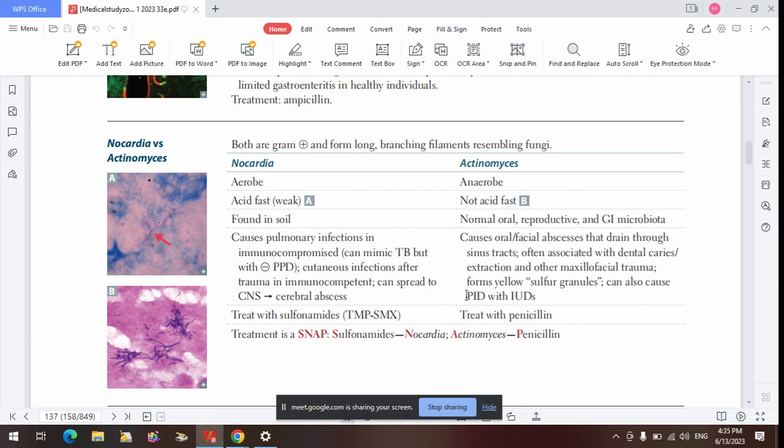The major organisms that cause PID, do we know the organisms that are typically implicated in PID? We've done it in repro. Is it not chlamydia? Chlamydia and what? Neisseria. Yes. So chlamydia and Neisseria, those are the two common organisms. So you see somebody present with fever, vaginal discharge, abdominal pain, you are thinking of PID.